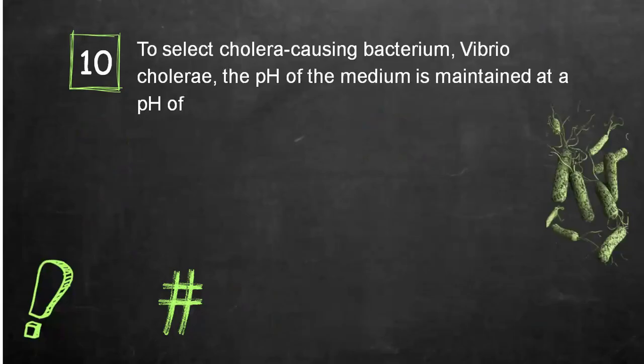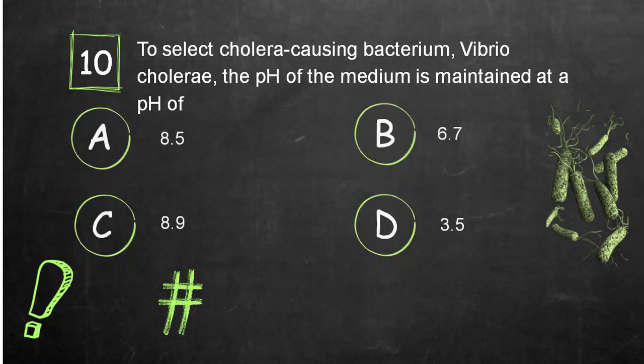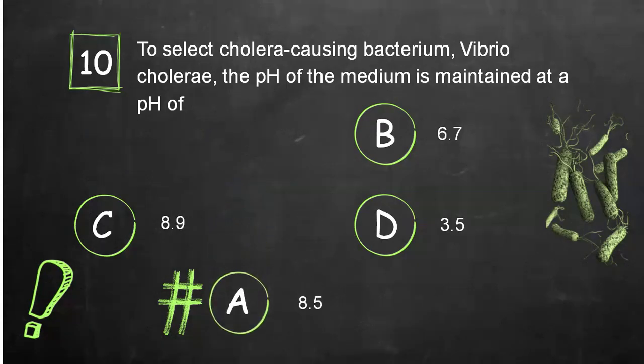Next question, to select cholera causing bacterium, Vibrio cholerae, the pH of the medium is maintained at a pH of option A 8.5, option B 6.7, option C 8.9, option D 3.5. Here the right answer is option A, 8.5. So for growing Vibrio cholerae, the pH can be maintained at 8.5. So it can grow even in the alkaline environment also.